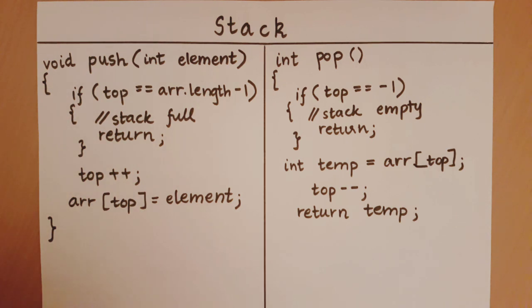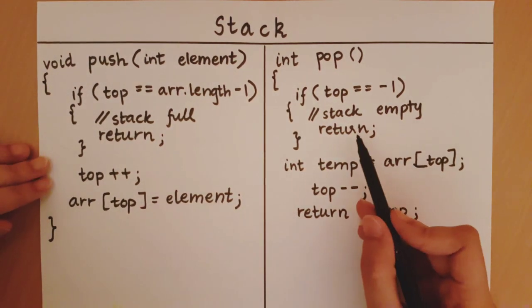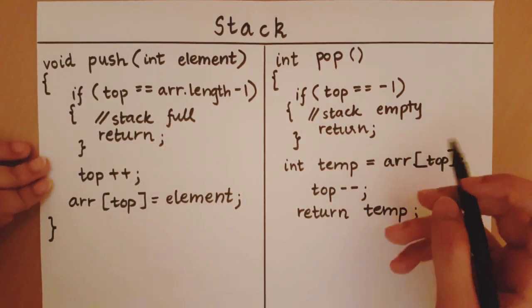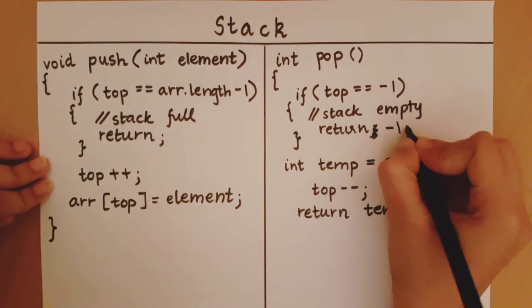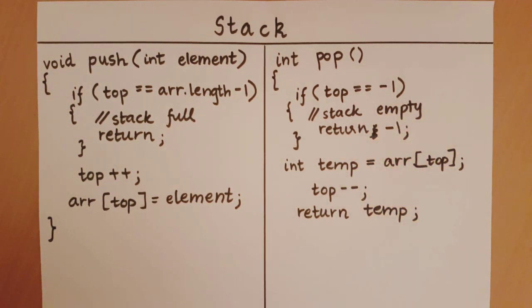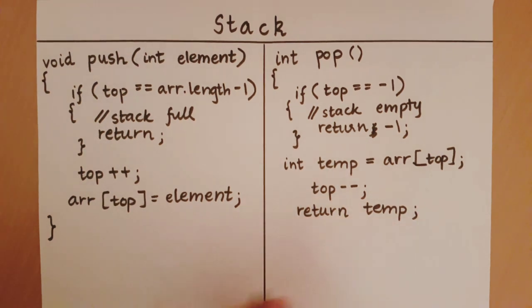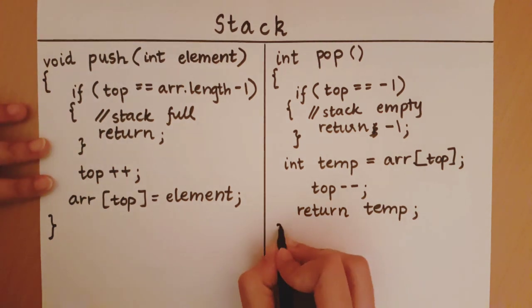Now, if you remember, we have given the return type of this function as int. So over here, we cannot give a blank return statement. We have to return with some dummy value. So I'm going to return -1, indicating that the stack is empty. When the stack is not empty, we store the topmost element in a variable called temp, decrement the top, indicating the stack no longer keeps track of that element, and we return the element which we have deleted. With this, we come to the end of the pop function.